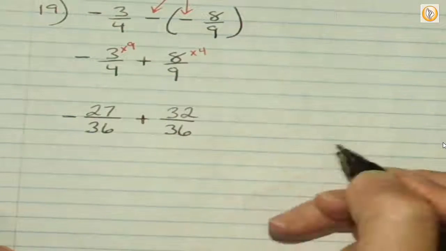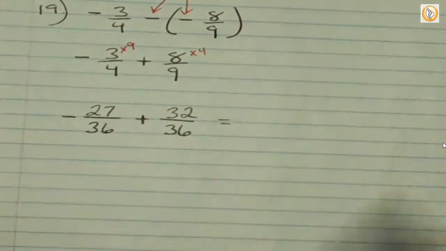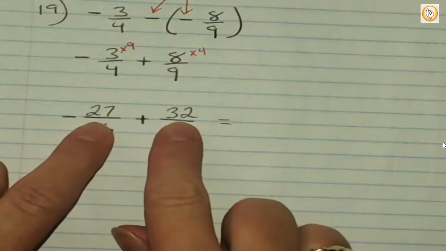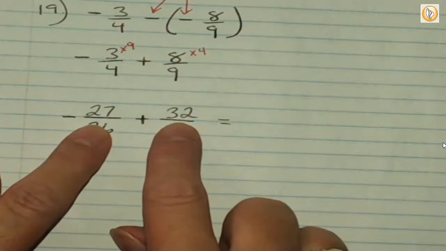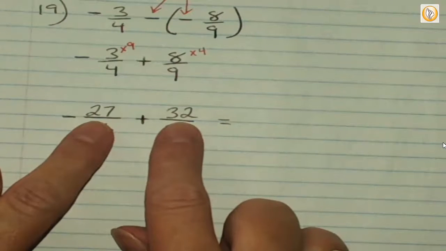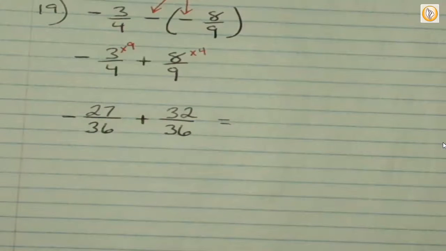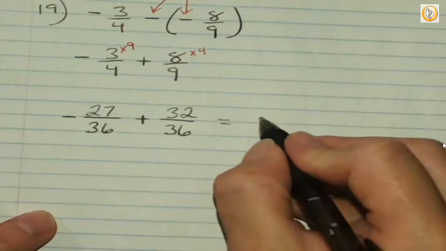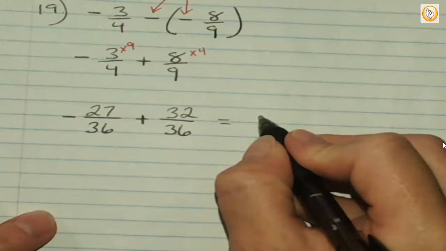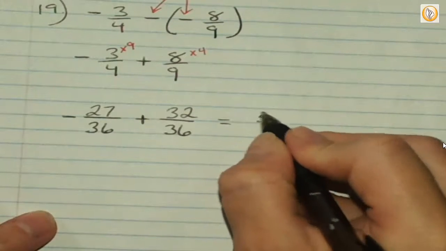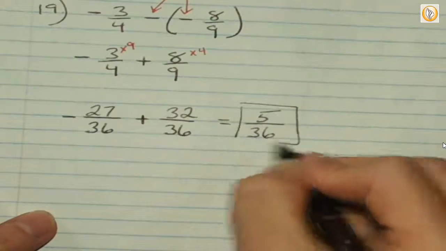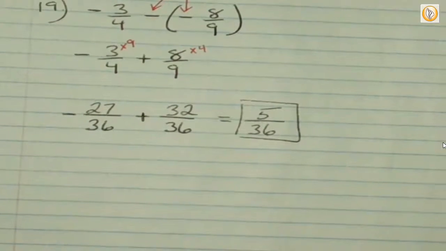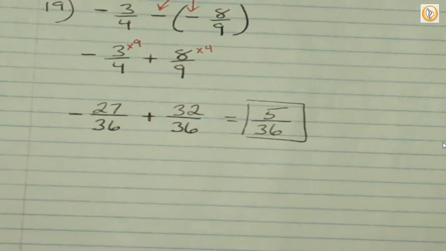Yes, very good. All right, so now that they have common denominators, we can tell which is the larger digit. They're different signs, so we're going to subtract, and which one is larger? So our answer is going to be positive. So then 32 minus 27 is... 5. Yes. And what's my denominator? It doesn't change. Good job.